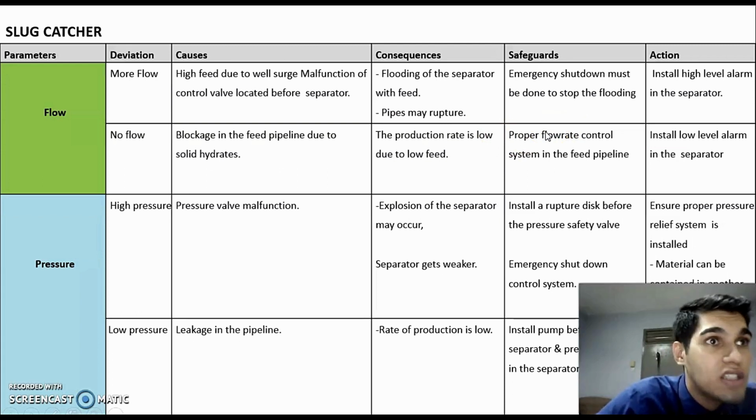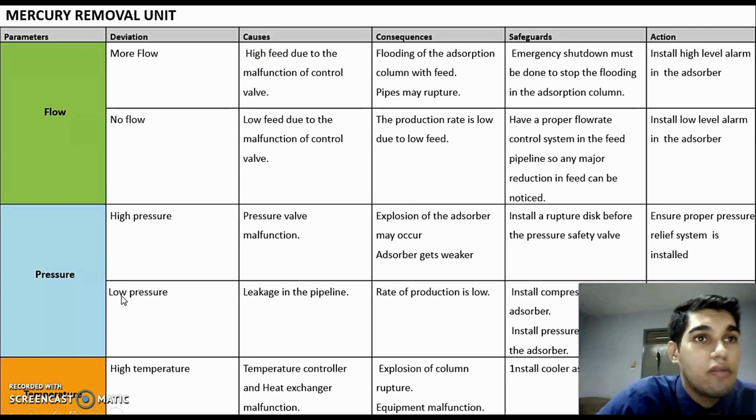The best action to manage this less flow or more flow problem would be by having high quality and accurate level alarms in the separator, and lastly the other two parameters for the slug catcher are the pressure and also the level, which can be seen in more detail in the report.